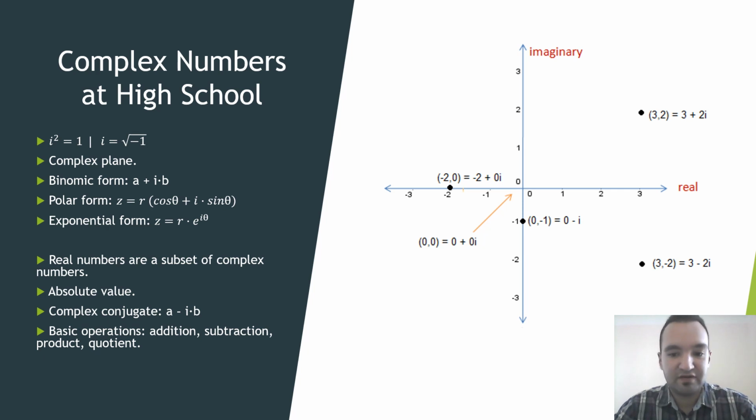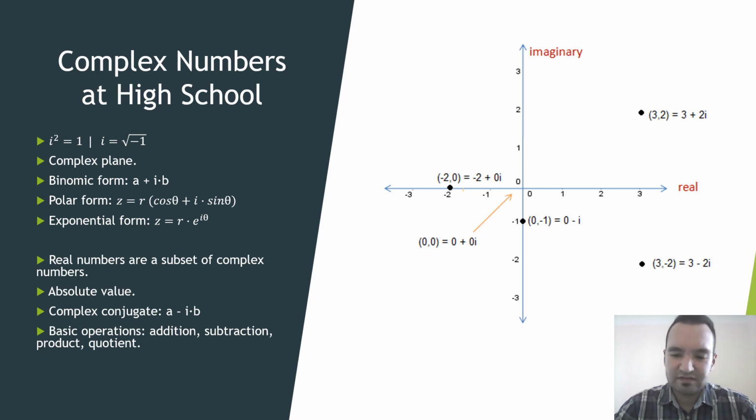Then we studied three different ways to represent these complex numbers. The binomial form, the one I have already explained, and then we can also represent it in two other forms, the polar form and the exponential form. As I said, the basic idea is that the complex numbers are just a subset of R2, two real numbers.